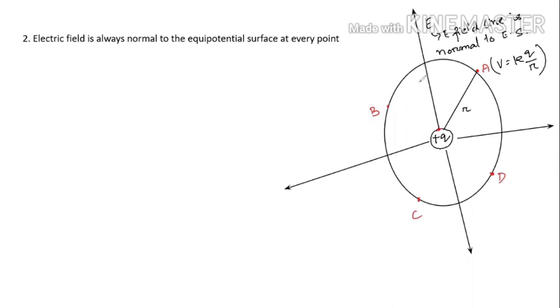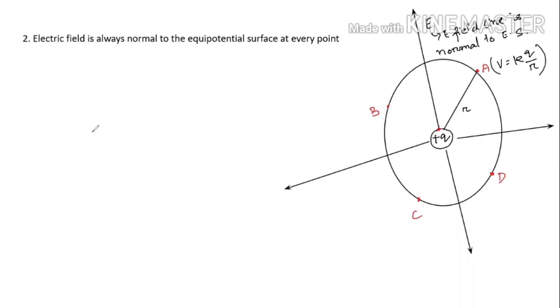Okay, so this is my second property: for any charge, your field line will be normal to my equipotential surface. Now my question is, if I assume that this field line is not at a normal position, but is making a certain angle with the surface, what will happen in that case?